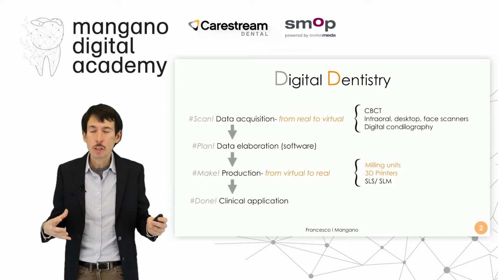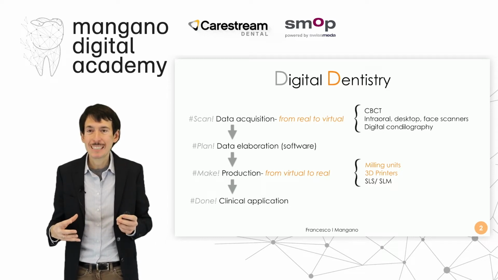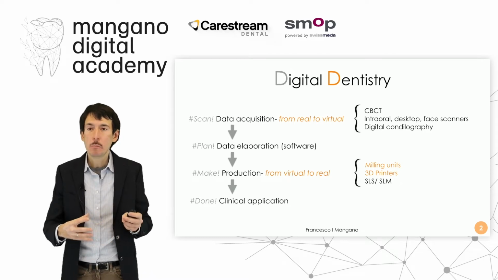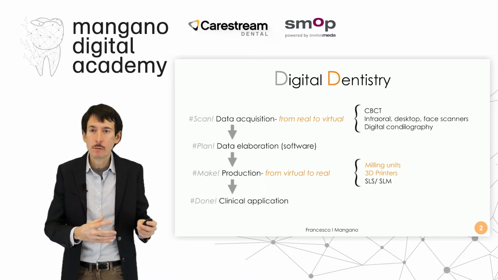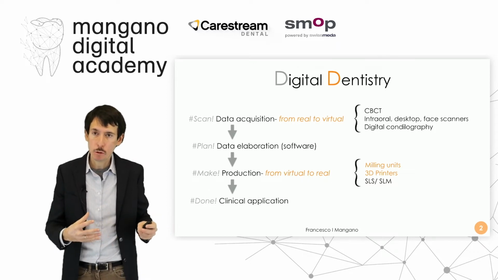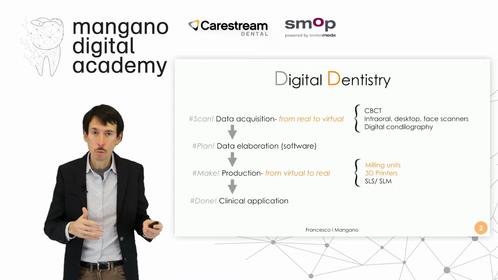The lab technician usually elaborates this data and creates a project, and this project is then sent to the computer-assisted manufacturing software and the milling unit or the 3D printer for the shaping or the making of this project, so the production. And here we go from virtual to real once again.